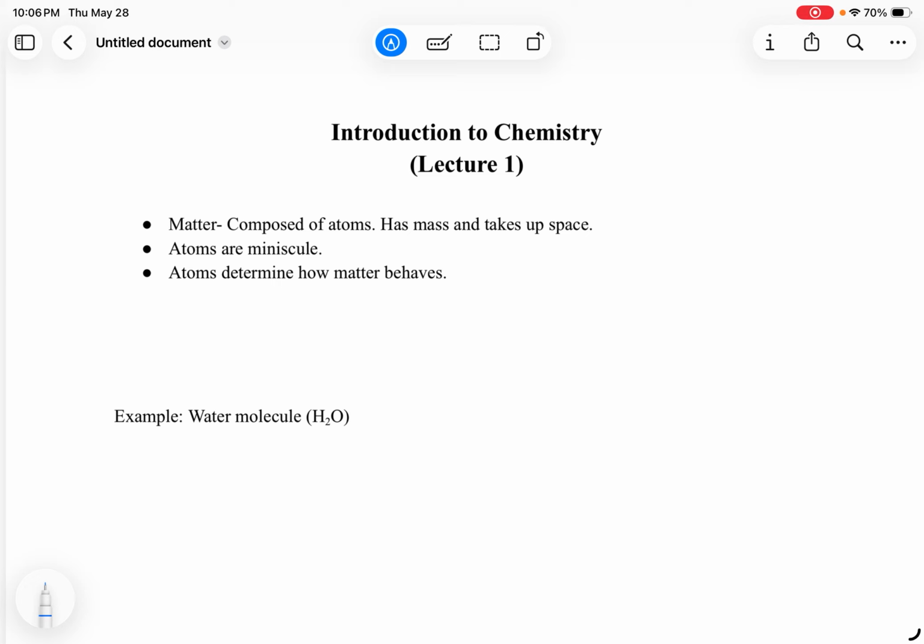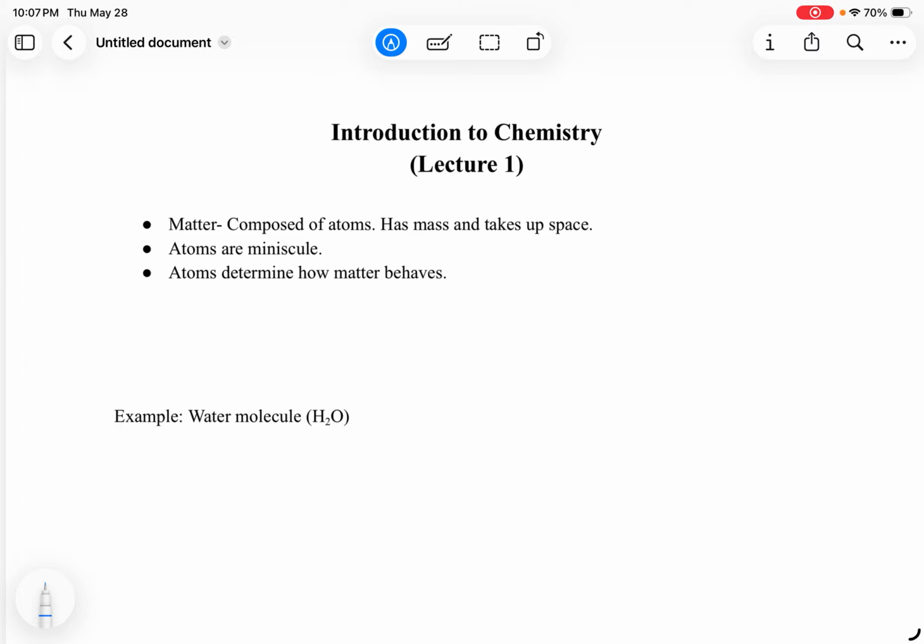First of all, I want to go over some definitions, and the first one is matter, which is composed of atoms, right? And matter has mass and takes up space. We will talk more about atoms in other lectures, but right now it's just throwing stuff at you, getting you introduced. So atoms are minuscule, meaning they are very small, right? And atoms determine how matter behaves.